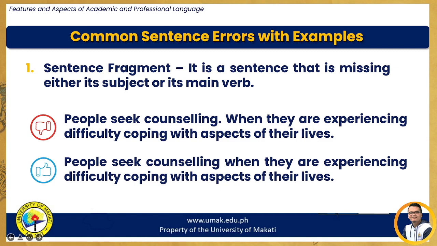First is sentence fragment. A sentence fragment, or a fragment, is a sentence that is missing either its subject or its main verb. For example, "People seek counseling. When they are experiencing difficulty coping with aspects of their lives." The first sentence is complete and can stand on its own. However, the second one is missing a thought. So, to correct this error, you should write, "People seek counseling when they are experiencing difficulty coping with aspects of their lives."